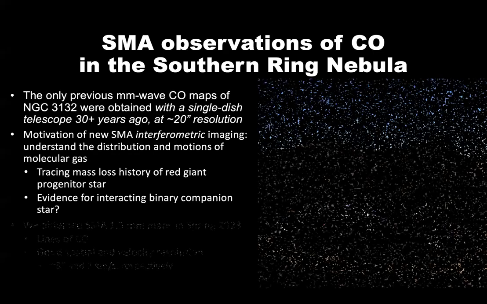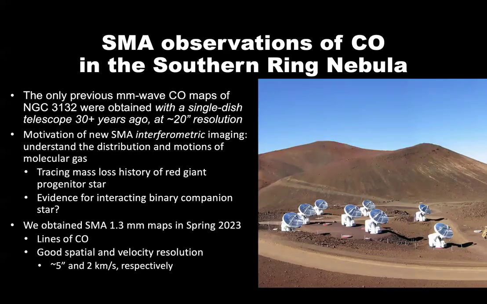So we used the Submillimeter Array on Mauna Kea, which is a set of eight 6-meter telescopes, relatively small telescopes, but eight of them that can be spread out pretty far apart to form an interferometer that can get resolution more like 5 arc seconds, and we can get velocity resolution of 2 kilometers per second. So we can see red shifts and blue shifts in the gas, this carbon monoxide gas, of order 2 kilometers per second. James Webb Space Telescope cannot do that.